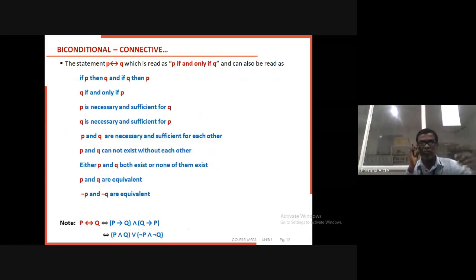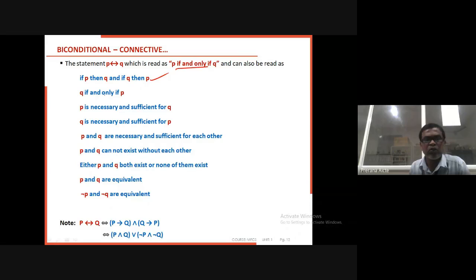And this biconditional connective can also be used in some other places, where we find words like this. Normally we know only about "if and only if". Apart from that, if we find words like this, then also we may use the biconditional connective. See here: if P then Q and if Q then P. So not only "if and only if", we may find "if P then Q and if Q then P". Then also I can use it.